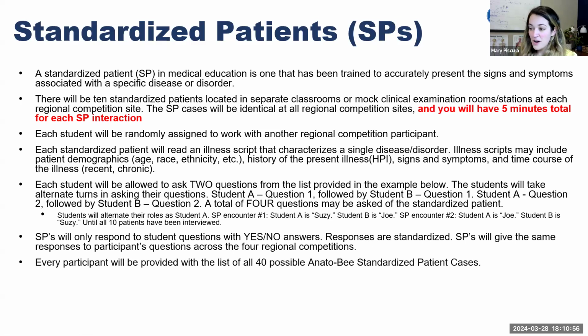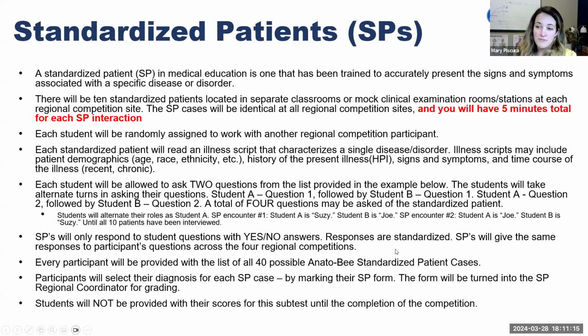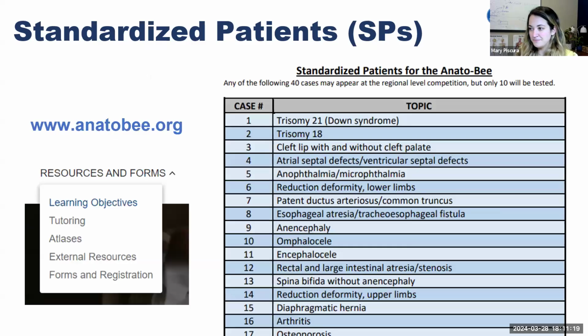We are also going to provide you with the list of the 40 possible Anato-Bee standardized patient cases. These are found on our website under the lecture objectives tab. I'll show you where to find that next. Then you will mark each diagnosis on a form, and we'll show you how to work through that once you get to regionals, and you'll submit it for grading. We won't provide you with anything for this subtest until the completion of the competition.